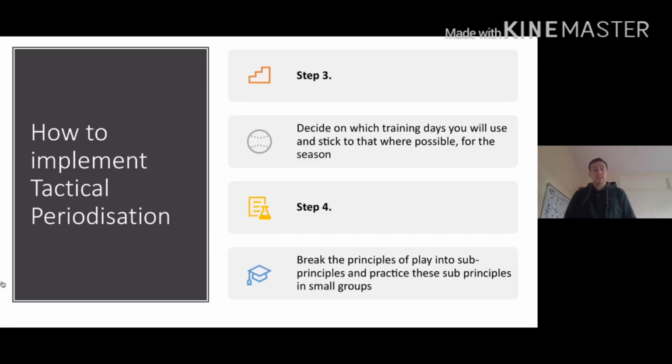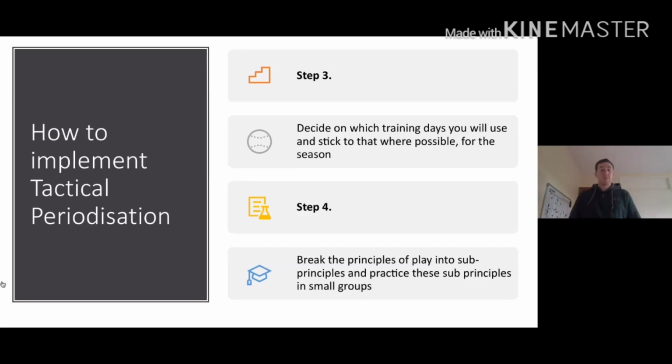The next step then is deciding on which training days you will use and sticking to that where possible for the season. We don't want to be chopping and changing each week. If one night we're training strength on a Monday, and then we're doing speed on a Tuesday, and then Wednesday we're doing principles of play, we want to keep that rigid schedule like we saw in the morpho cycle. So we want to give the players time to recover on each of the physical components.